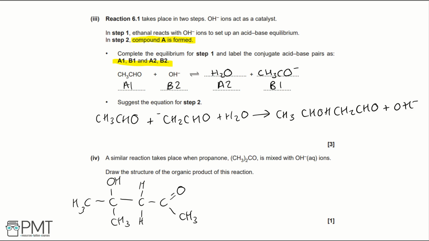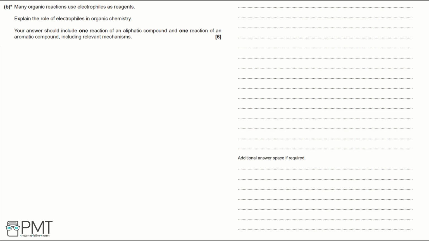Part B. Many organic reactions use electrophiles as reagents. Explain the role of electrophiles in organic chemistry. Your answer should include one reaction of an aliphatic compound and one reaction of an aromatic compound, including relevant mechanisms. There are 2 mechanisms you'll learn about at A level that involve electrophiles. The first is electrophilic addition, and it's between an alkene and a halogen or a hydrogen halide. We're going to use ethene and bromine here.